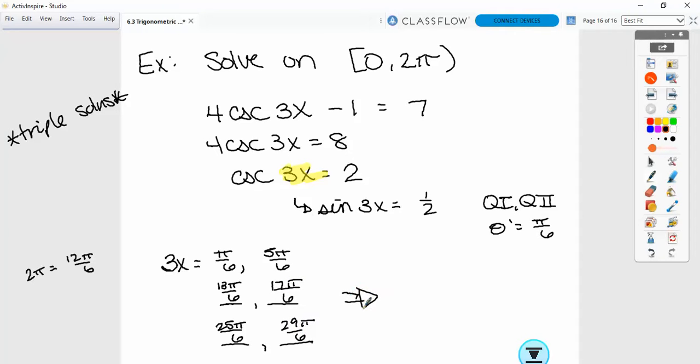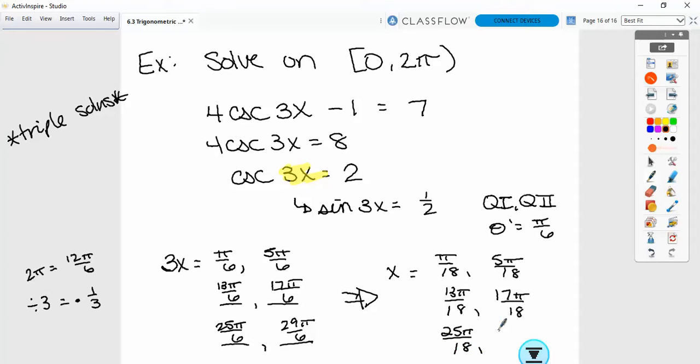So now, if I'm trying to get x, we have to divide every one of those by 3. You can use the calculator. You could realize that dividing by 3 is the same as multiplying by 1/3. So pi over 6 times 1/3 is pi over 18. 5 pi over 18. 13 pi over 18. 17 pi over 18. 25 pi over 18, and 29 pi over 18.